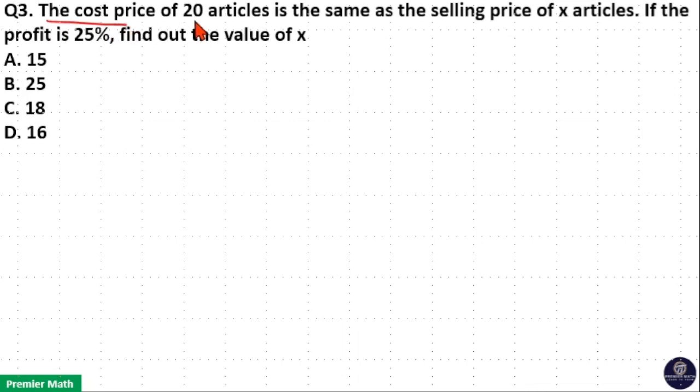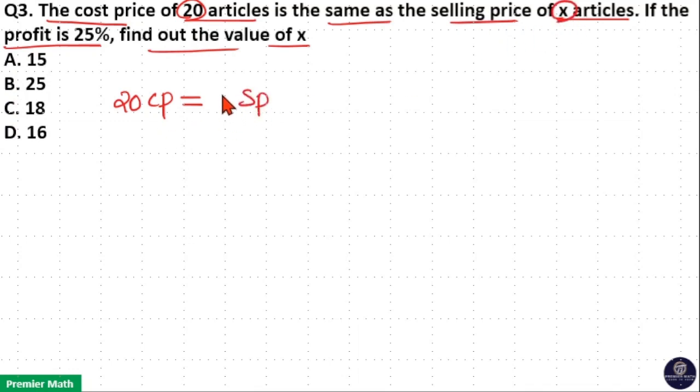The cost price of 20 articles is same as the selling price of X articles. If the profit is 25%, find out the value of X. Here, cost price of 20 articles, that is 20 CP, is the same as the selling price of X articles, that is X into SP. If I take cost price of 20 articles and selling price of X articles as 20 into X, that is 20X.